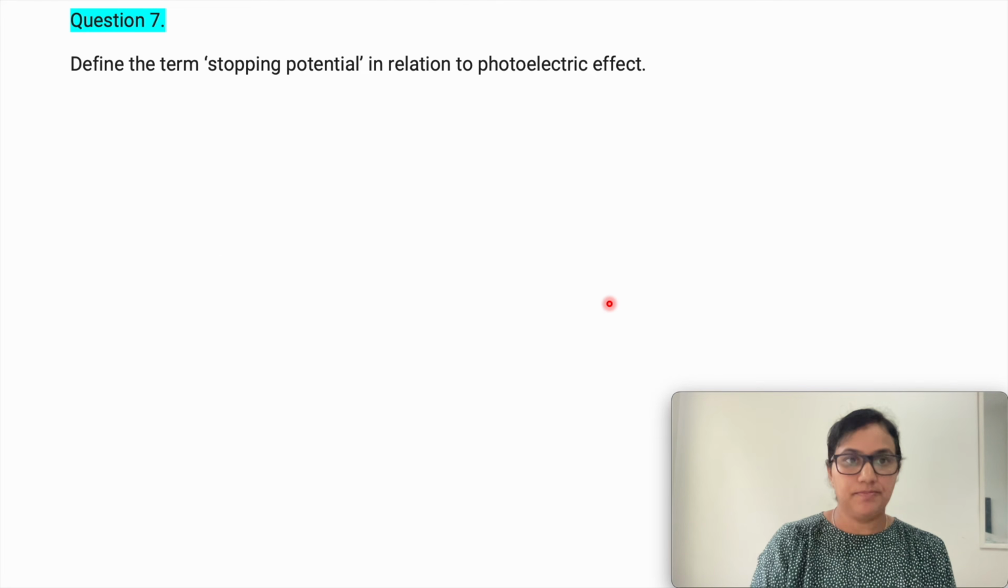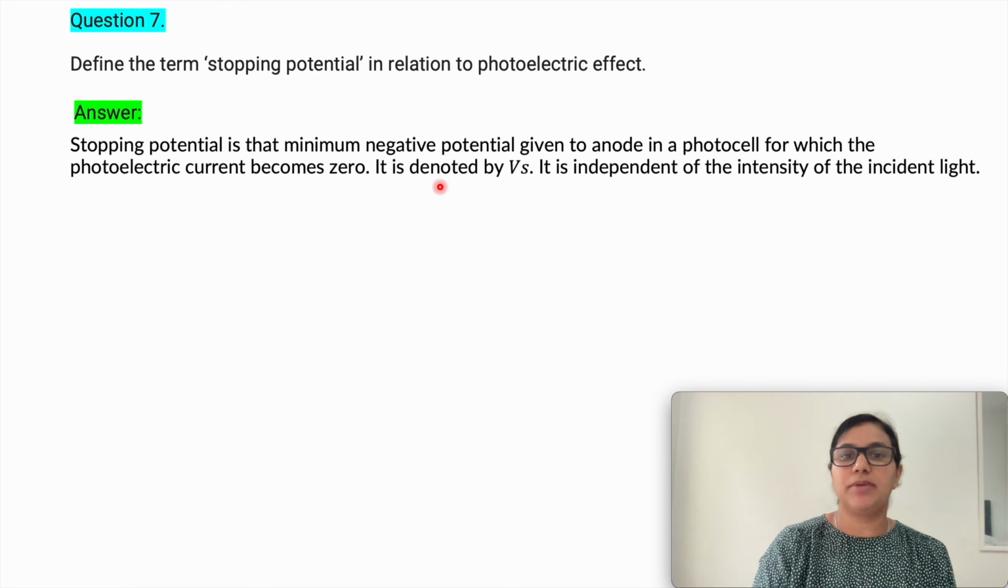Question number 7. Define the term stopping potential in relation to photoelectric effect. Answer: stopping potential is the minimum negative potential given to the anode in a photocell for which the photoelectric current becomes 0, and it is denoted by Vs. So it is independent of intensity of incident light.